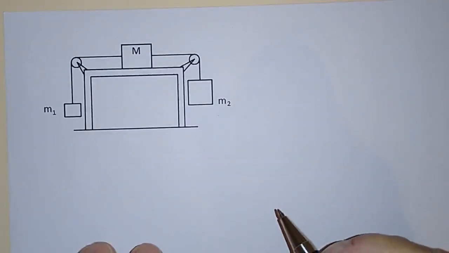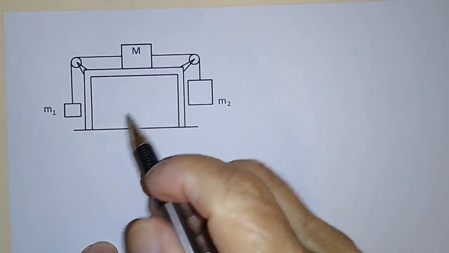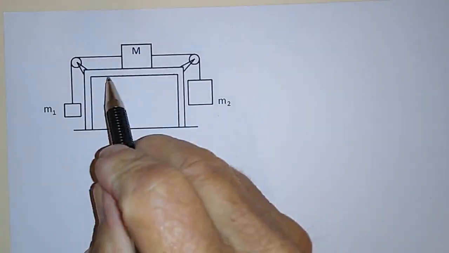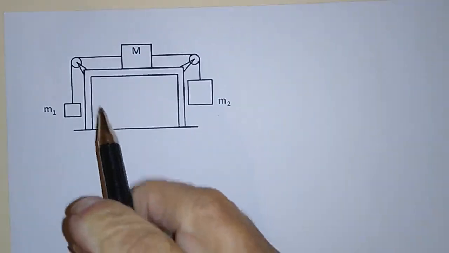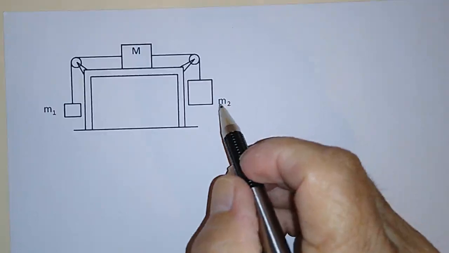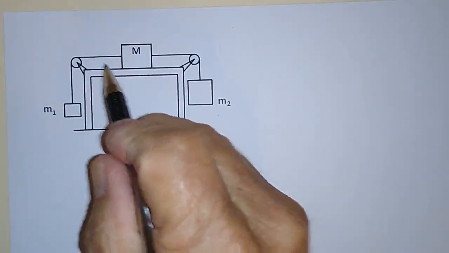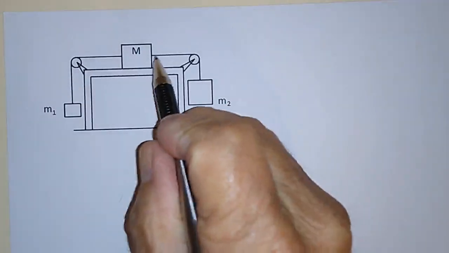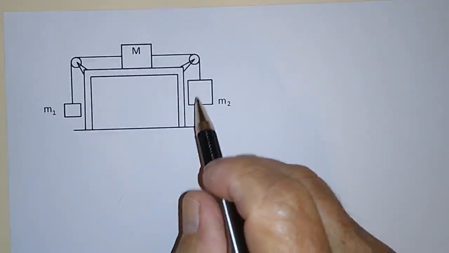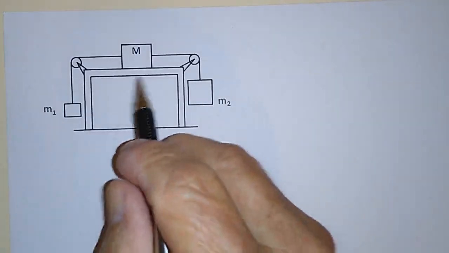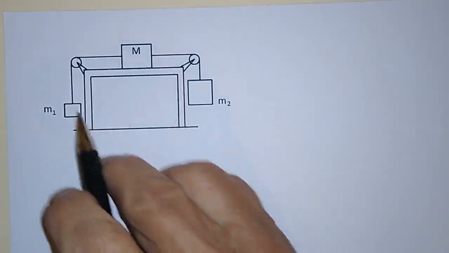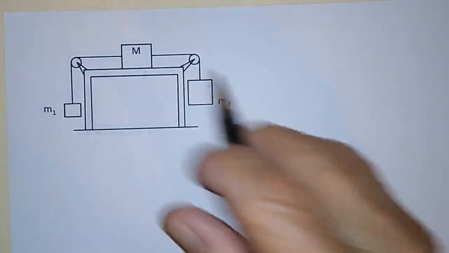Okay, here's a little dynamics problem for you. Let's say that we have a mass, big M, sitting on a frictionless table connected to a mass, little m1, by a cable, a massless, extensionless cable, and another cable connecting to a mass m2. And we'll say that m2 is bigger than m1, and there's no friction here, so this whole thing moves to the right, or clockwise I should say.